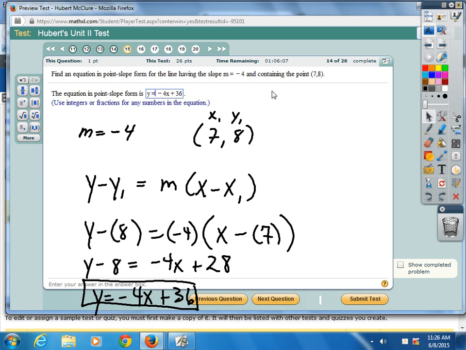y is equal. What'd she say? No, this is not right. I don't know what she said. She says, yeah, you're the only person I've done that to on there. Okay, all right. y is equal to negative 4x plus 36. Next question.